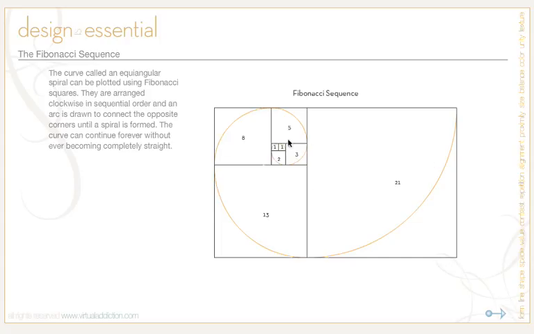What you get is this curve called an equiangular spiral, and it can be plotted using the Fibonacci squares. They're arranged clockwise in sequential order, and then the arc is drawn to connect the opposite corners until a spiral is formed. The curve can basically continue forever without ever becoming straight.